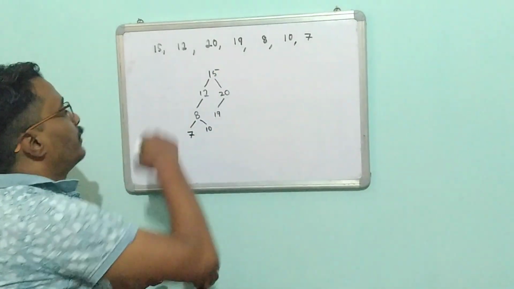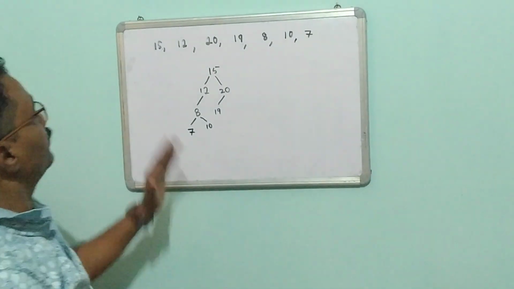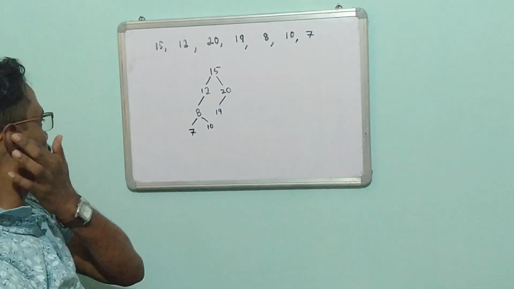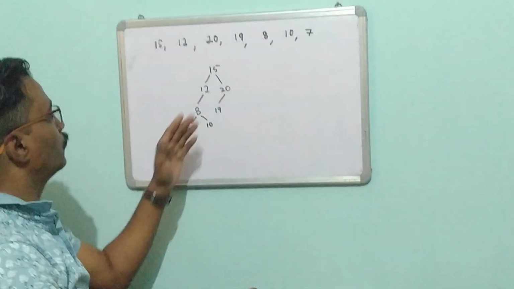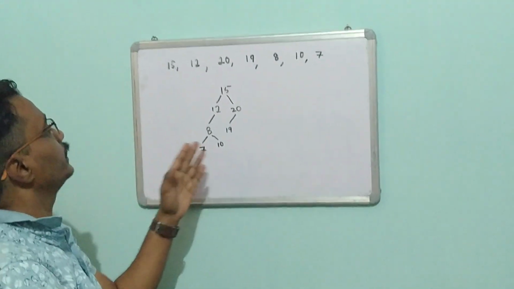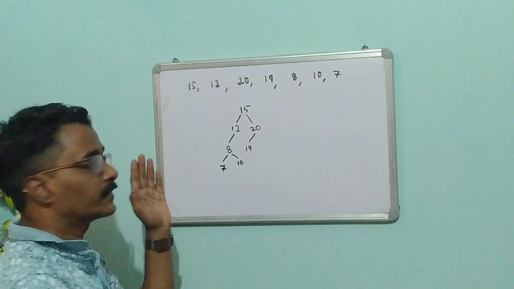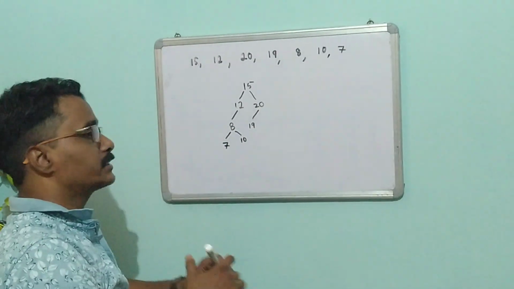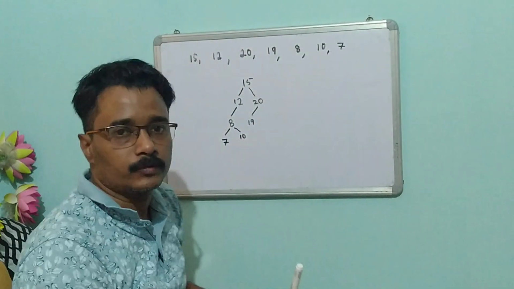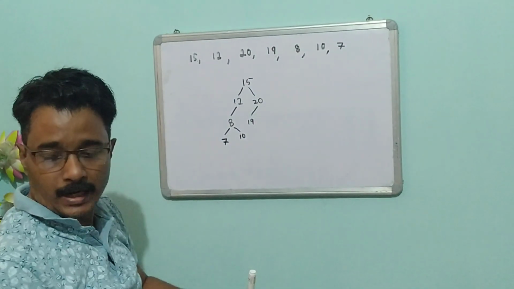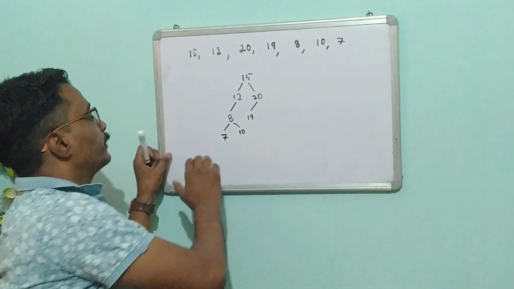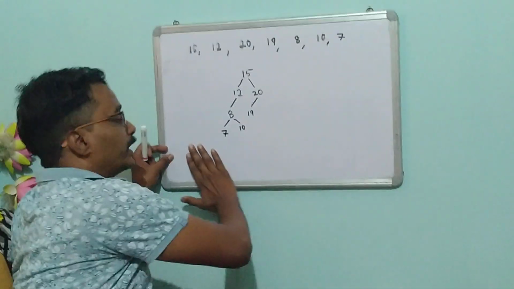So this is a binary search tree where every node of the left subtree is lighter than the root node, and every node of the right subtree is heavier than the root. So these things we have discussed about the binary search tree, and all of you know about these. So now we'll start the height balanced tree.